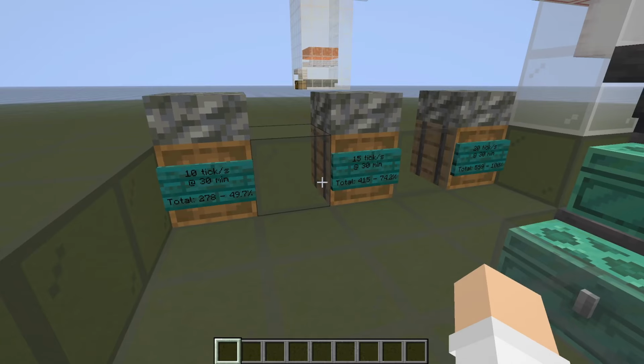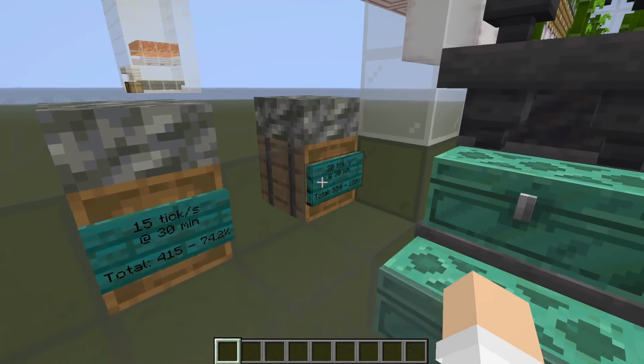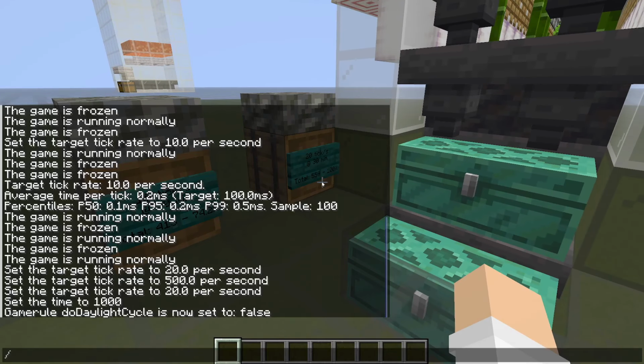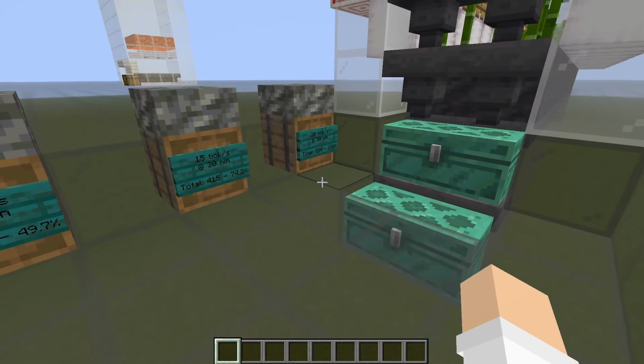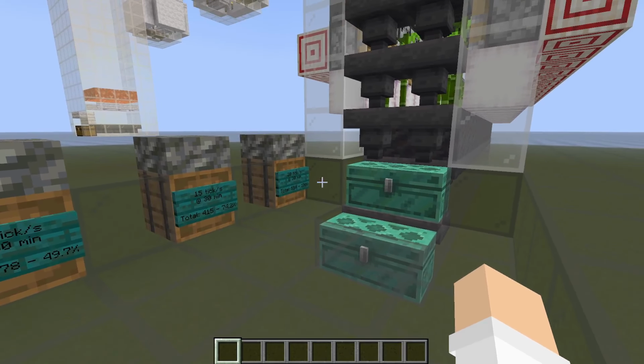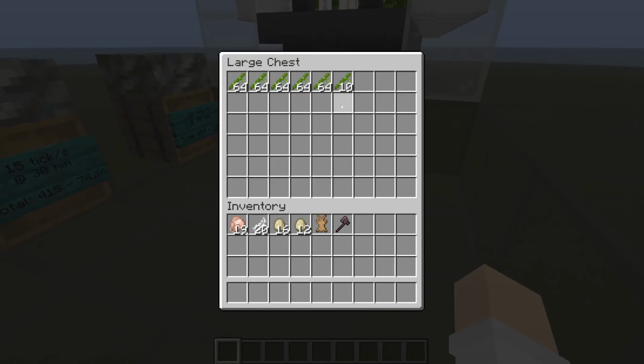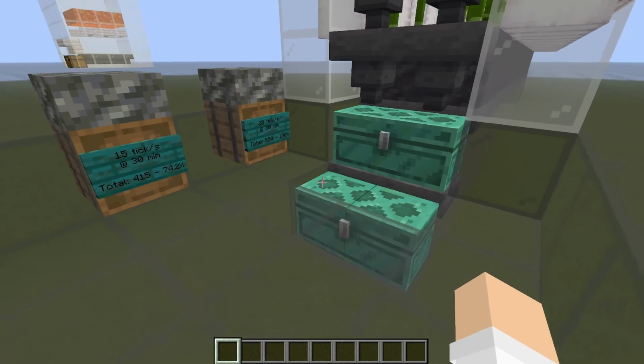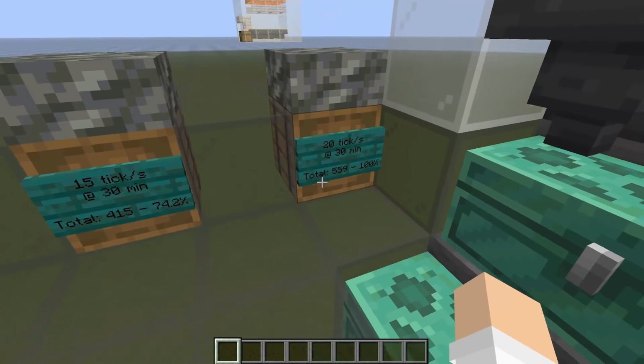I ran this bamboo farm for 3 separate 30-minute intervals. What I did was I would freeze the game and set the tick rate to 20, and then I start my phone stopwatch and run for 30 minutes and see how much bamboo we get after 30 minutes. Well, with 20 ticks per second at 30 minutes, I got a total of 559. So that's my baseline.